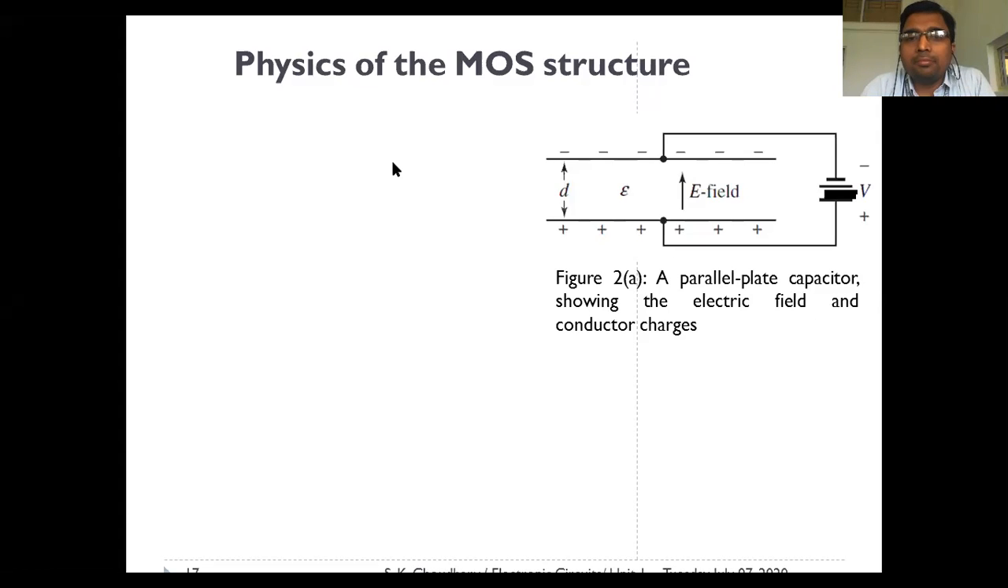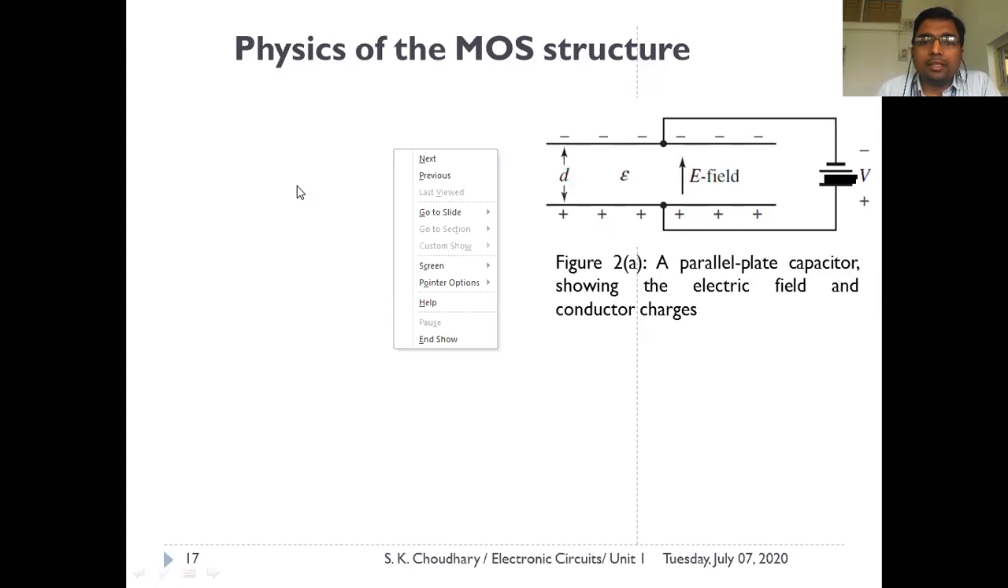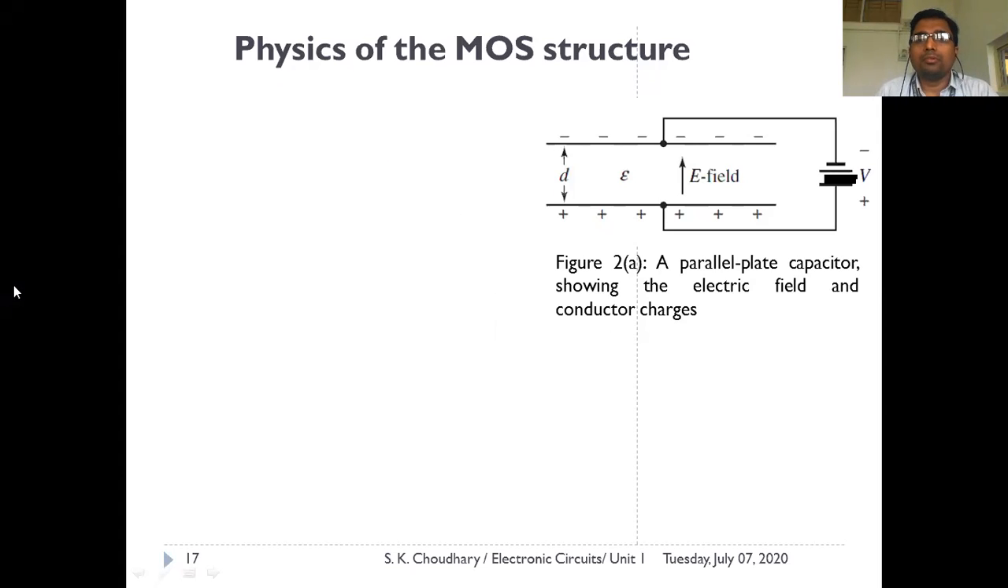In the last lecture, we have seen a little bit of introduction of the MOS structure, the physics of the MOS structure. So this diagram we have gone through.